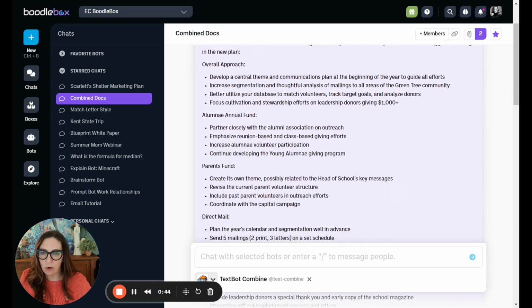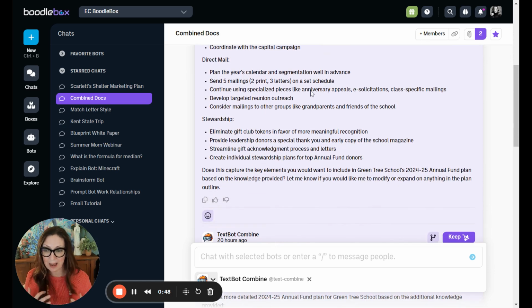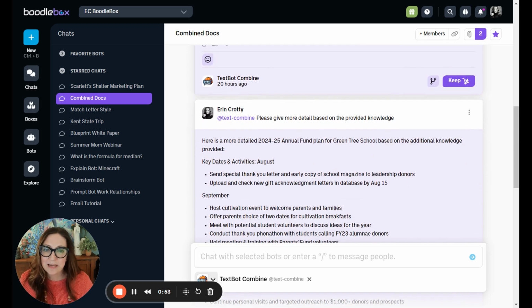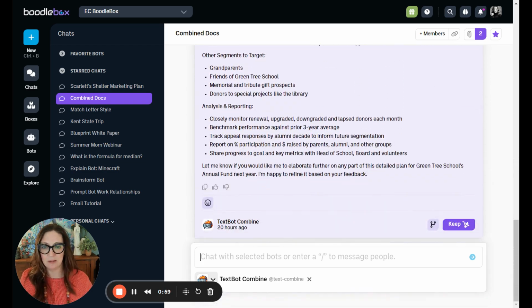So it gave me an overall approach. It gave me some pieces for the alumni fund, the parents fund. So it sort of took out some of the best elements of my 2 documents attached. And I asked for some more detail based on that knowledge. That was a little short for what I was hoping to achieve, so it gave me a little bit more detail.